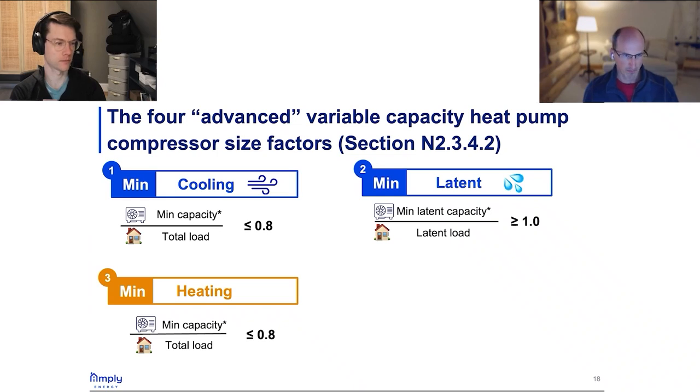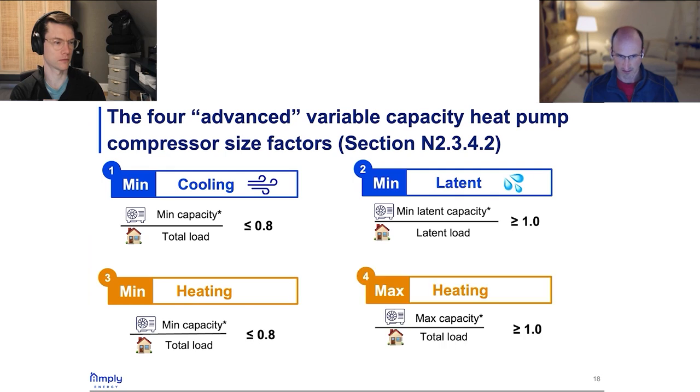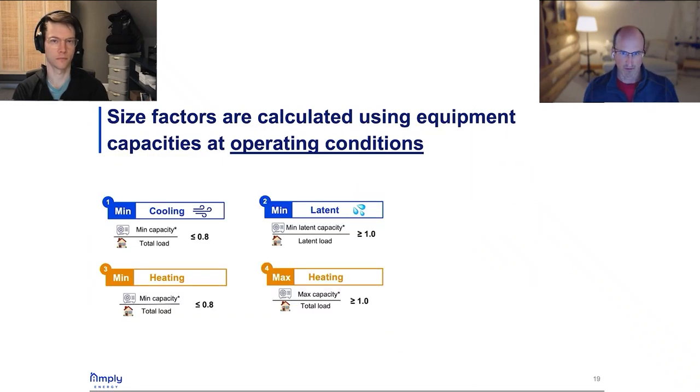Makes sense. So on the heating side, we've got a min capacity as well. It's just the perfect pair to the cooling side. Again, we're just making sure we can ramp down enough to avoid egregious low load cycling. And then we've got a max heating. We want to make sure that at design heating loads, we've got 100% of the capacity needed to keep the home warm. So just 4 metrics, 4 simple ratios. I think it's pretty straightforward math.